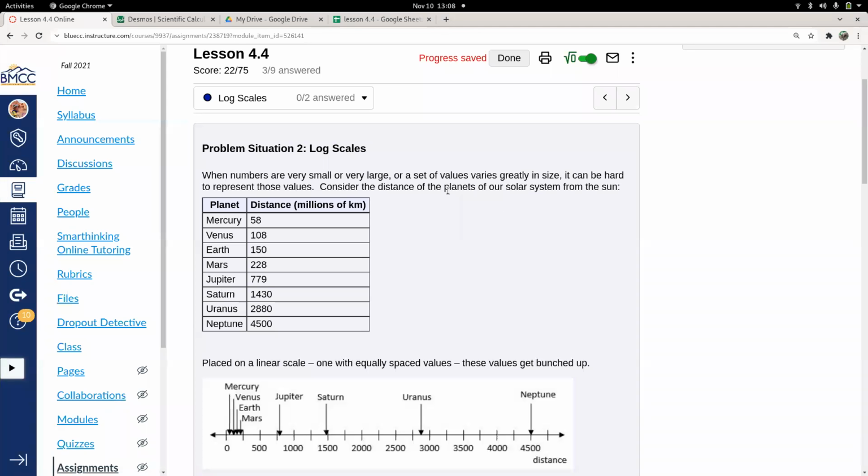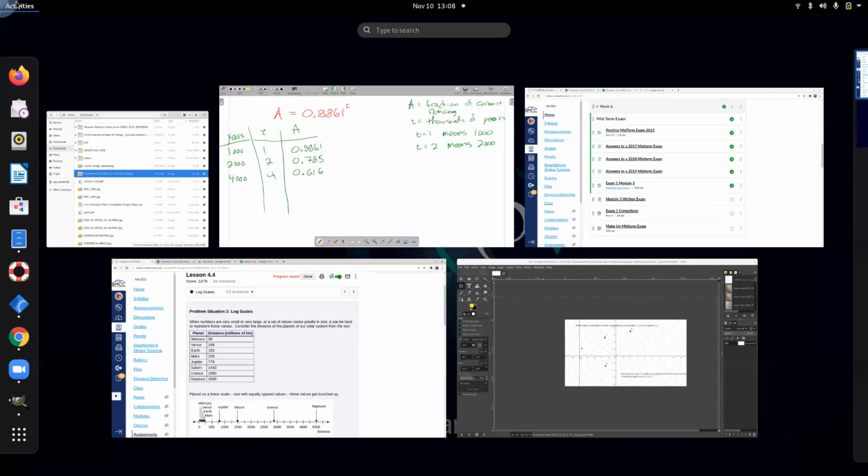Okay. So here we have the next part of lesson 4.4 where they're talking about logarithmic scales, log scales. And the question is, why do we need them? I'm going to play a little game with you to kind of explain why.